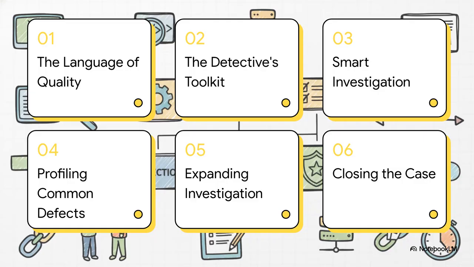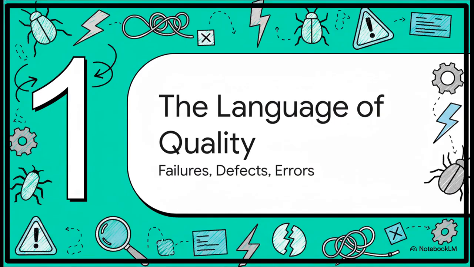All right, so here's the plan. First, we'll get the language straight. Then, we'll jump into the detective's toolkit, the core testing strategies. We'll talk about how to test smart, not just hard, and look at the usual suspects when it comes to bugs. From there, we'll broaden our investigation to inspections and big systems, and wrap it all up with what it all means. Okay, first things first.